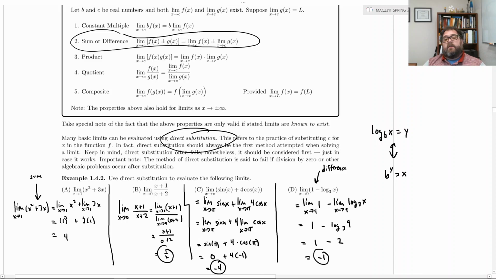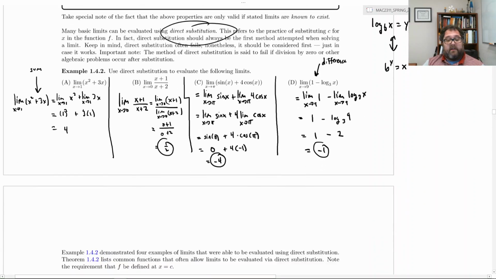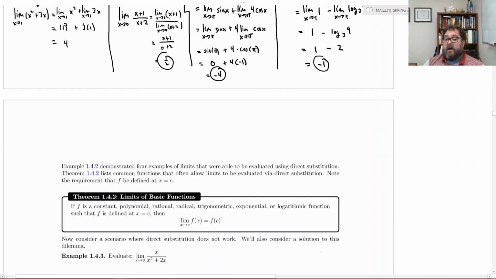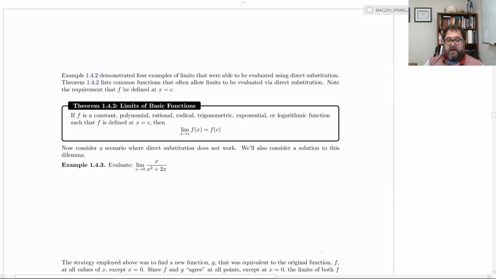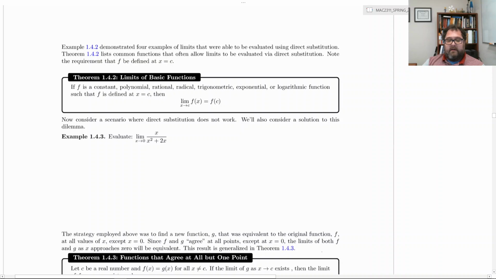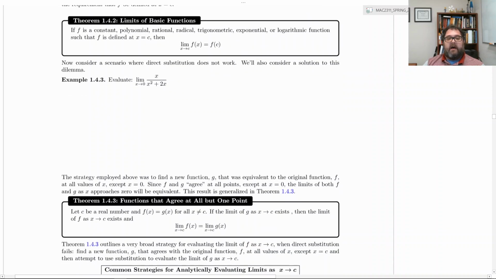Now, the moral of the story is that we can evaluate limits using direct substitution in some cases, and if you can, that is the best approach. But I will warn you that it almost always doesn't work, and you'll see that in all the following videos. In fact, the last example for this video, you'll see that. So let's talk about this theorem and one more example.